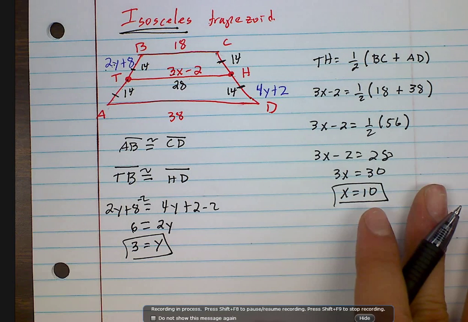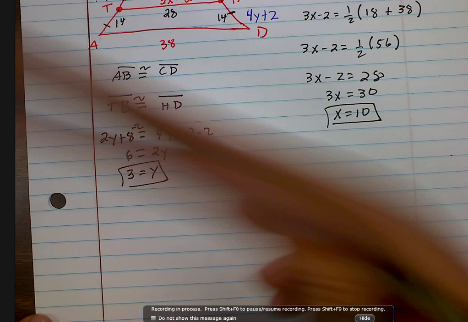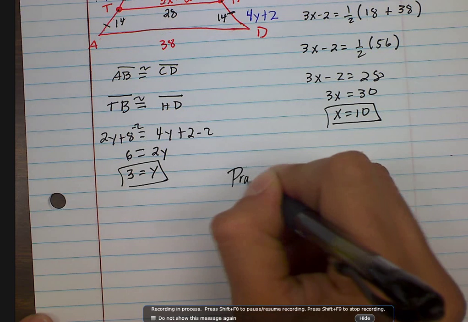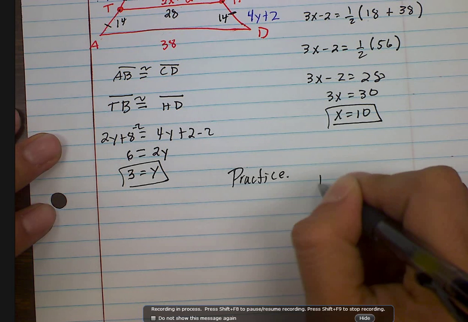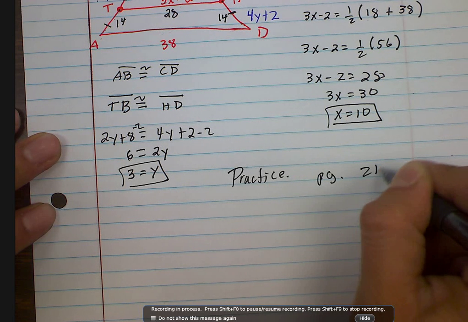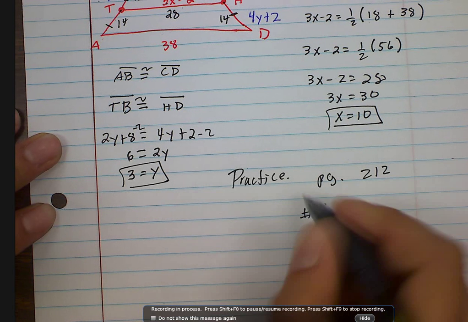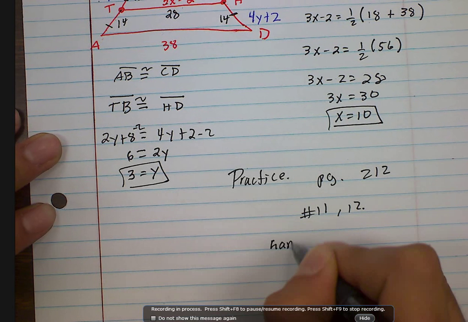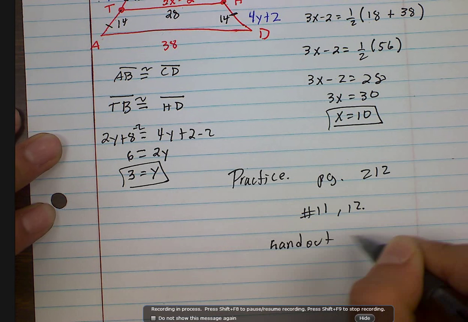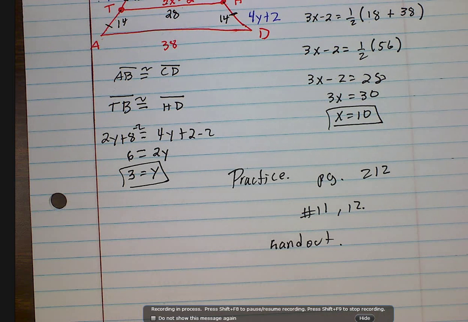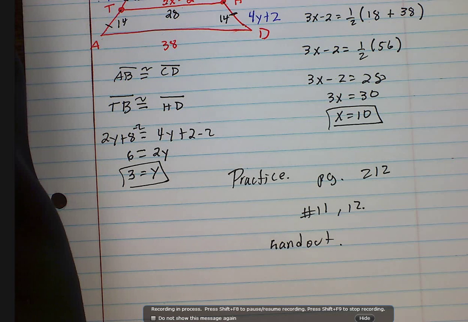So to practice, get your book and go to page 212, do numbers 11 and 12, and I will also post a handout on the Google Classroom. Okay, it will be just below this video. Okay, and that is the median and the midsegment of trapezoids and triangles.